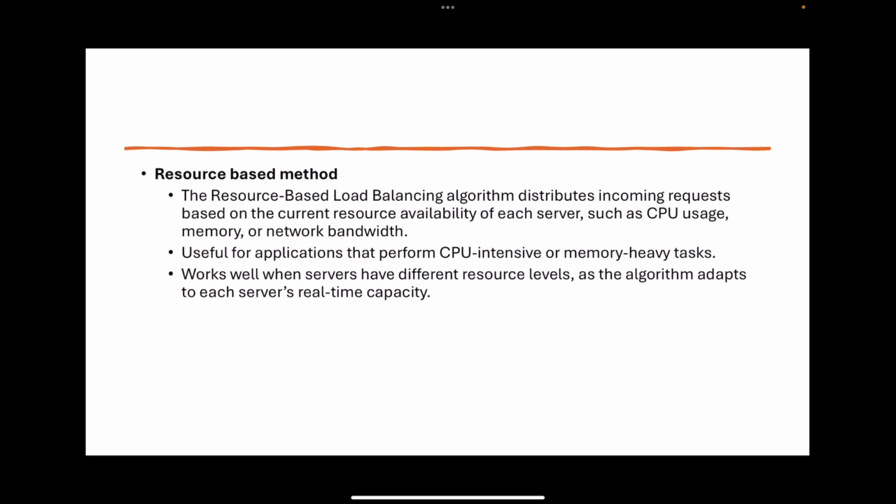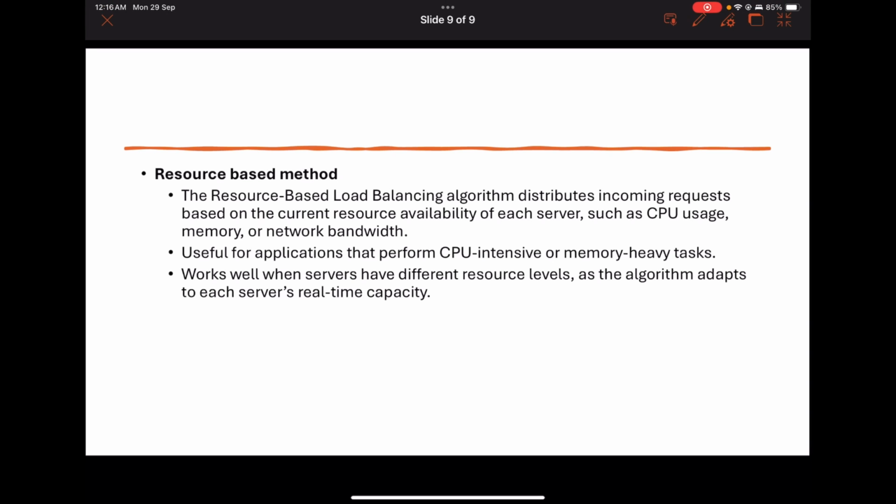So this not only includes the total amount of compute or memory that a server has, it also incorporates the current available memory, CPU and network bandwidth that a particular server holds. So in that way, it is dynamic, in that it determines the redirection of the incoming request depending on the existing or available capacity of a particular server.